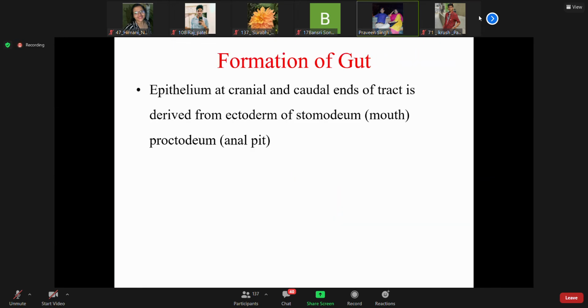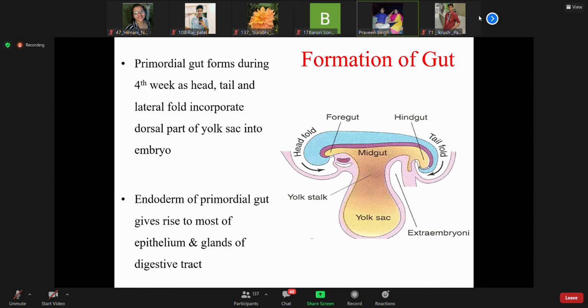Okay, moving further. So epithelium at the cranial and the caudal ends is derived from the ectoderm of the stomodeum and proctodeum. Let's come back to this diagram. Here on the outside is ectoderm, and this whole part is endoderm, but the epithelium of the oral cavity is derived from ectoderm. Likewise, in the tail part, distal to the cloacal membrane, this is derived from ectoderm. So the endoderm seen in yellow goes up to here, but the oral cavity, beyond the buccopharyngeal membrane, is lined by ectoderm.